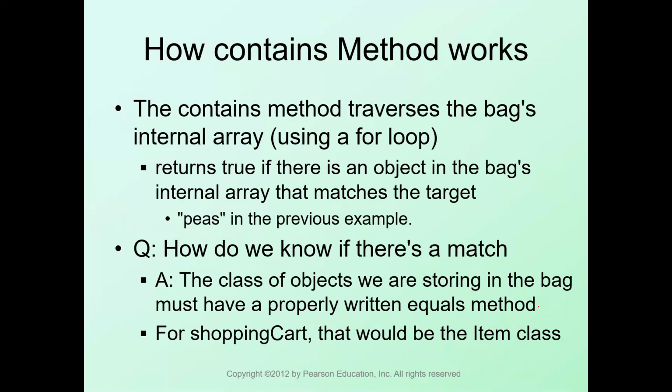Again, this is telling you in English what I just said, but for some reason, this doesn't really register for a lot of people. It's actually traversing the internal array, if it uses an array, using a loop, and it returns true if there's a match in the bag's internal array that matches the target, like it had P's. How do you know if there's a match? Well, the class of the object we're storing has to write a properly written equals method.